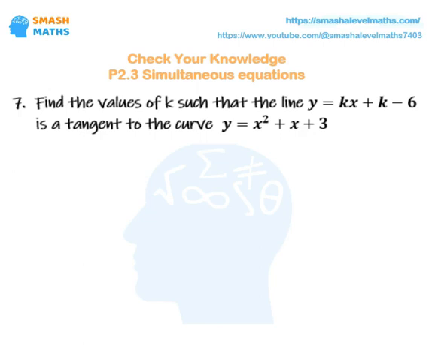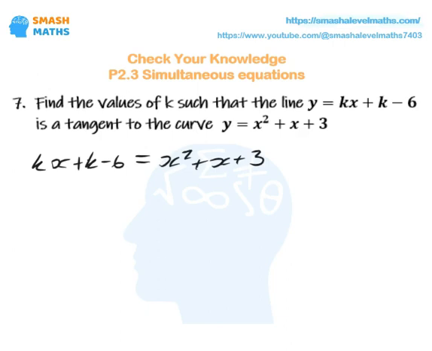Let's see where the two things would meet and see what that tells us. I'm going to do that by solving them simultaneously. They're both equal to y, so we can say that kx plus k minus 6 is equal to x squared plus x plus 3. So that's the simultaneous equations bit of it.